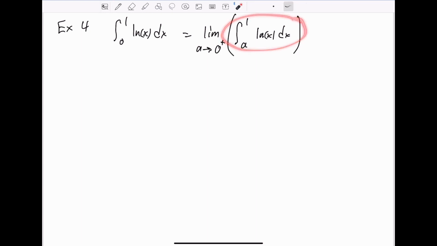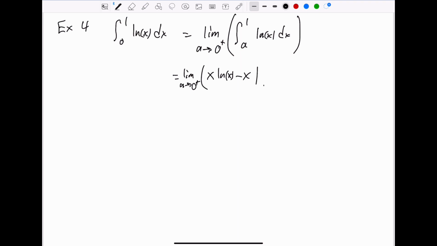Now we focus on this definite integral. The antiderivative of the natural log function is x times the natural log of x minus x. We can solve that using integration by parts, but we'll skip over those details here since we've seen that before. There's our antiderivative. We're going to plug in the 1, we plug in the a, and then we take the limit.